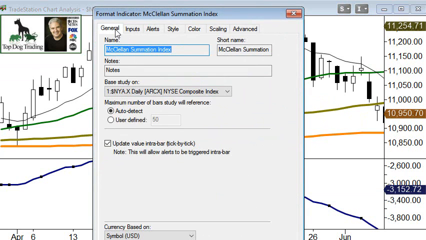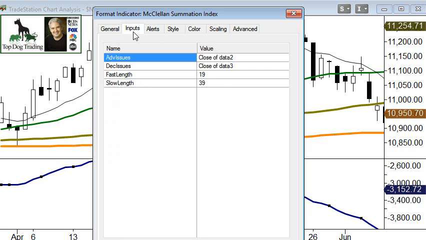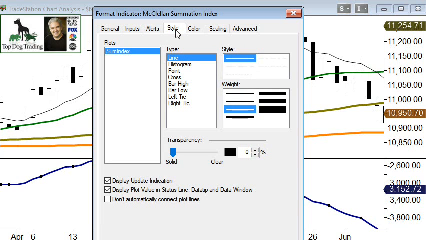Here are a little bit of the things that I put into this. This is TradeStation, by the way. So you see I'm basing it on the New York Stock Exchange Composite Index. You've got to put in, this is the key, advancing issues and declining issues, and then you can see the fast and slow length that I put in there. As I mentioned, it is based on the net difference between advancing and declining, so therefore, you've got to put those data points in as well.